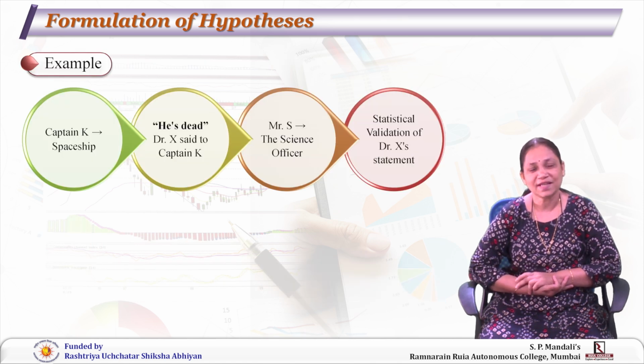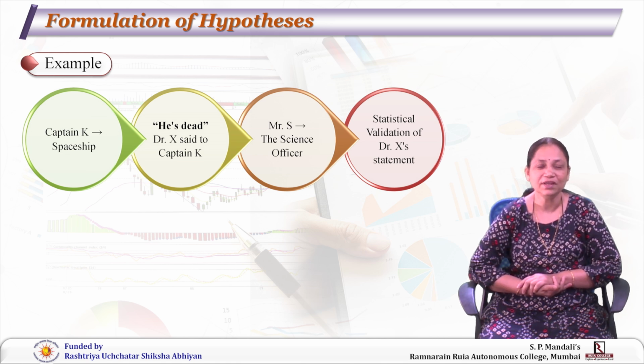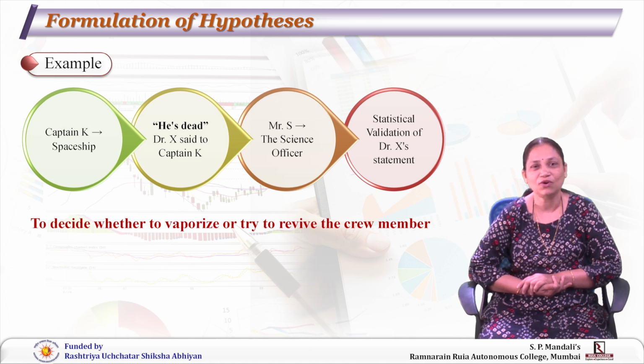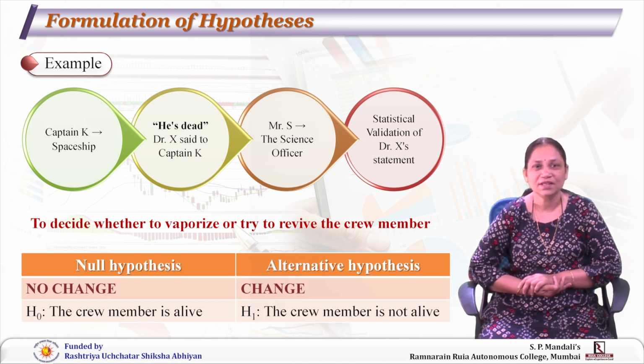Let us see one example of formulating the hypothesis. There is a spaceship and a crew member on the spaceship is found to be dead. Now, there is a scientific officer, Mr. S, who is supposed to test the statistical validity of the crew member and to decide the fate of the crew member, whether to vaporize the crew member or to revive him. This hypothesis can be set up with the help of statements of change or no change.